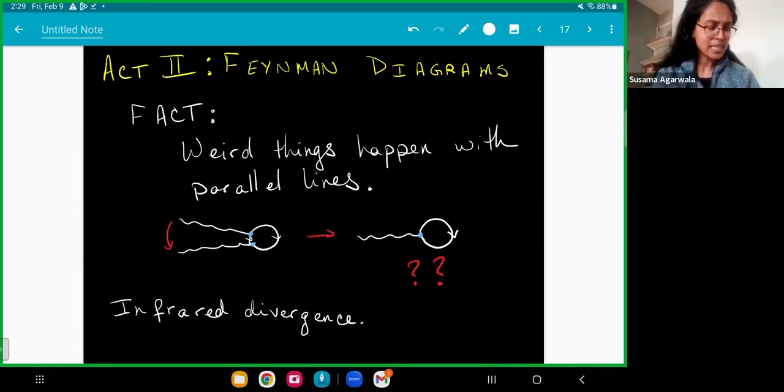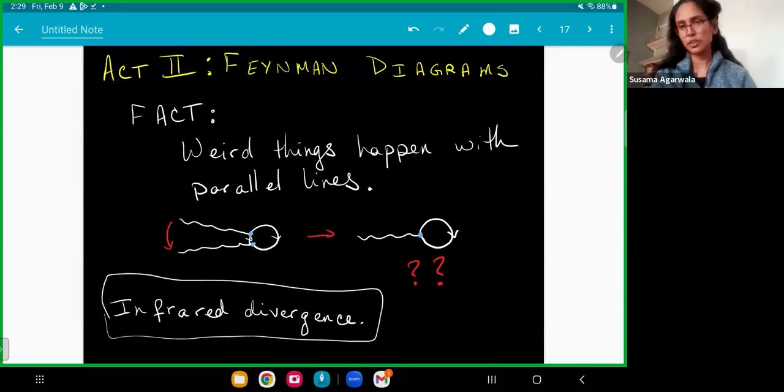This entire phenomenon of when things are parallel is called an infrared divergence. When I said we have these integrals and then we add them up and then we have to do a few more things, one of those things is dealing with these infrared divergences. I'm not going to go into a whole lot of detail of what they are. I'm just going to point out that infrared divergences are a thing that physicists worry about and that I'm going to be worrying about in my talk as well.